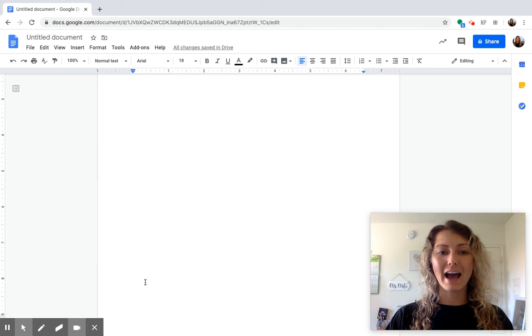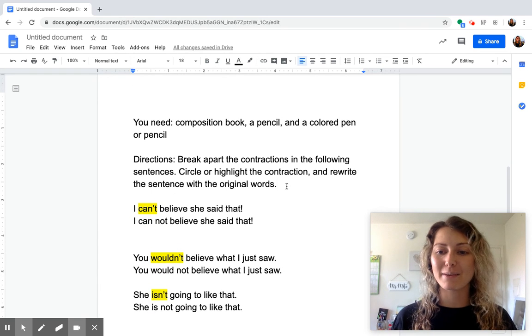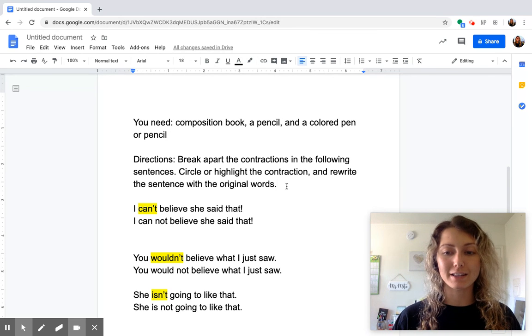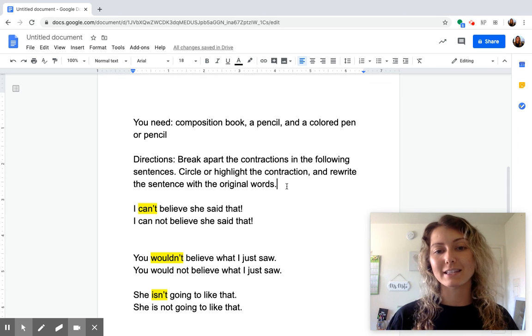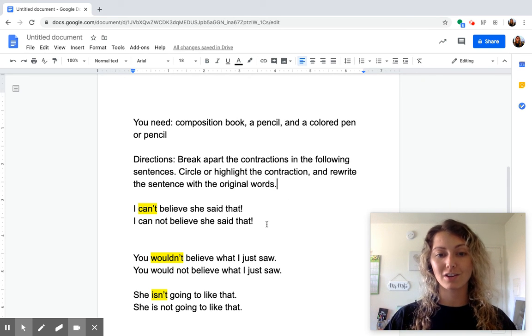That's all that we have today. Your independent work is going to have the same directions as our work from today. You're going to be breaking apart the sentences, breaking apart the contractions in the sentences and rewriting the sentences with the new broken apart contraction, just like we did here. If you have any questions, reach out to me or your teacher, and you can let us know.